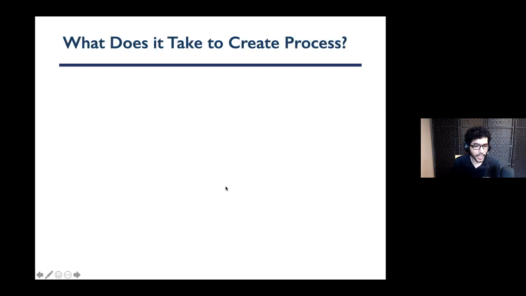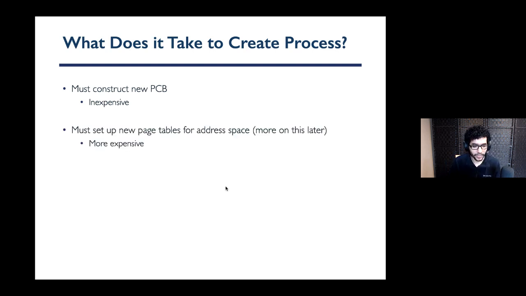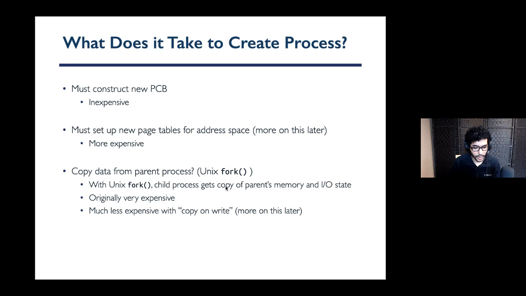So how do we create processes? The first thing you do to create a process is create a PCB for it. It's not very expensive. Then you have to set up page tables and address spaces. We will go deep into the details of this later on in the course. And then you copy the data from the parent process that created this process. Usually you fork, for instance.